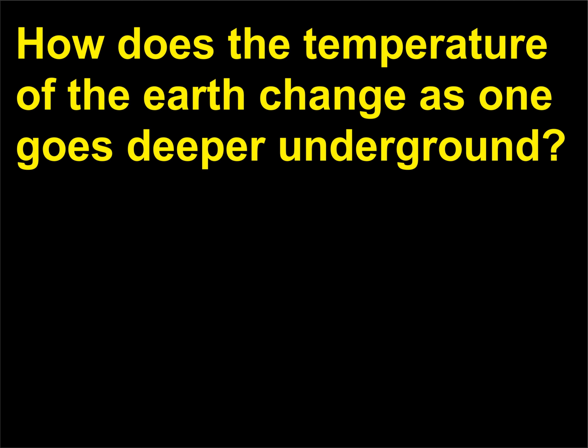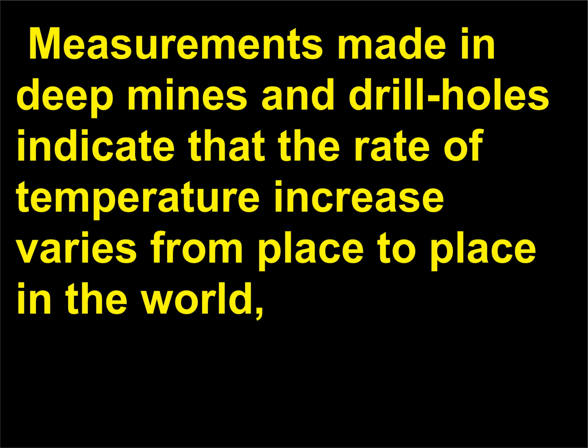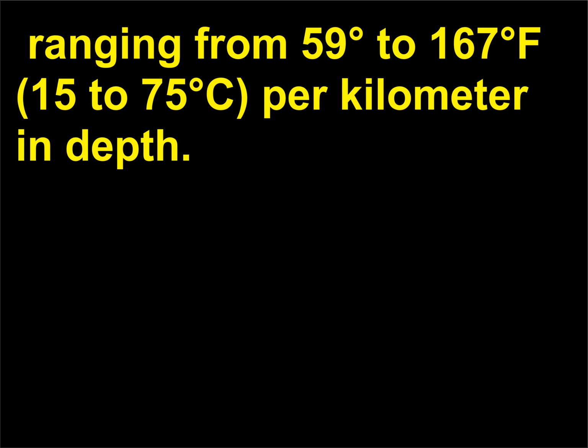How does the temperature of the Earth change as one goes deeper underground? The Earth's temperature increases with depth. Measurements made in deep mines and drill holes indicate that the rate of temperature increase varies from place to place in the world, ranging from 59 to 167 degrees Fahrenheit, 15 to 75 degrees Celsius, per kilometer in depth.